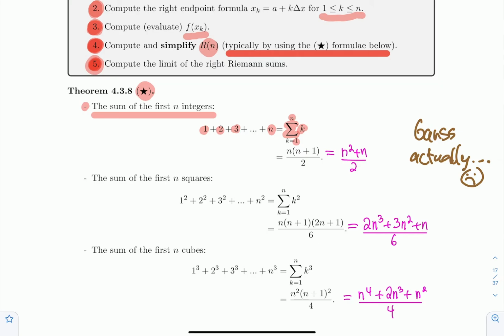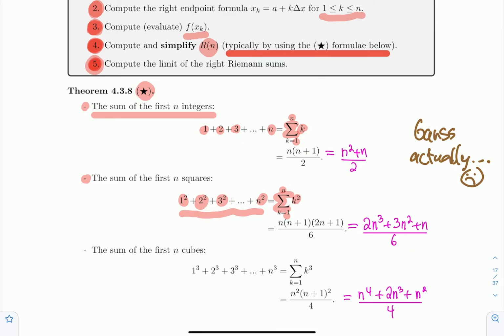The sum of the first n squares: suppose you want to add all integers squared, for example 1 plus 4 plus 9 plus 16, all the way up to n squared. If you're summing all k squared from 1 to n, there's a formula for it. It's n times n plus 1 times 2n plus 1 divided by 6. Sometimes we prefer to use the FOILed version, and this is what I'll do most of the time in my examples: 2n cubed plus 3n squared plus n divided by 6.